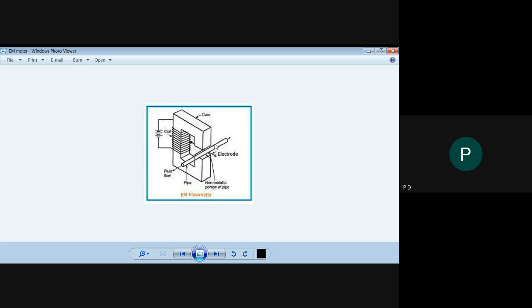Then V is the velocity of fluid passing through this pipe. As you know, the length of the pipe is fixed. The flux density or the magnetic field generated by this C-shaped magnet is constant. So the EMF induced across this conductor will be directly proportional to the velocity of fluid passing through this pipe. Okay, so that is the major condition: whatever EMF is induced across this conductor, it will be directly proportional to the velocity of the fluid.